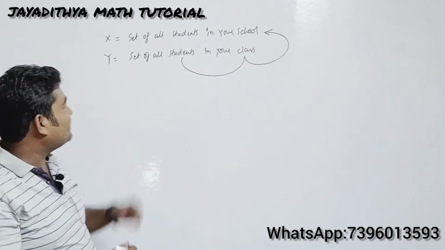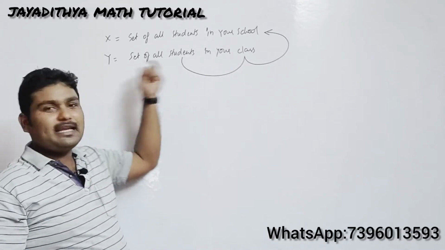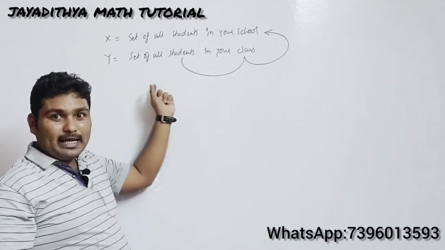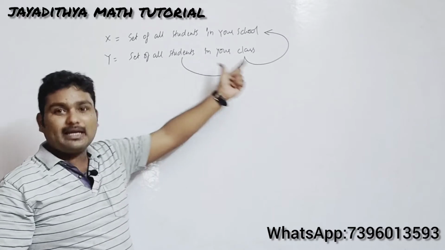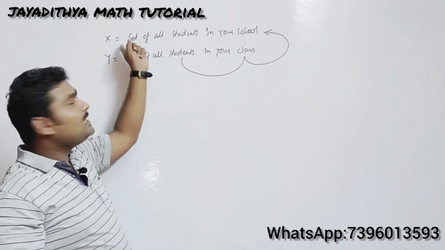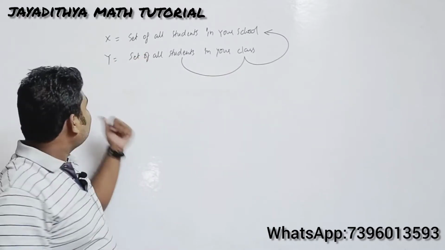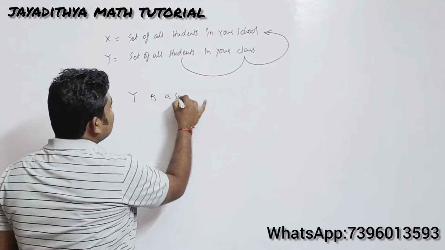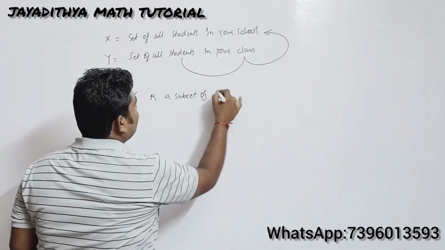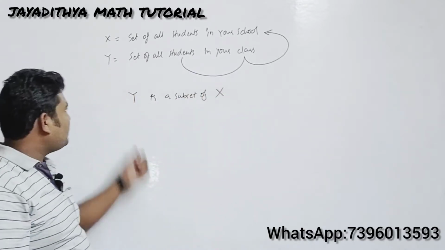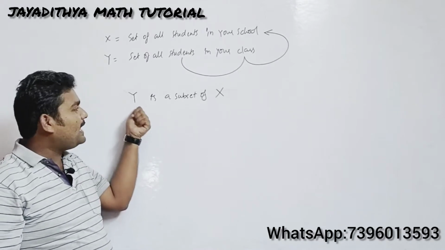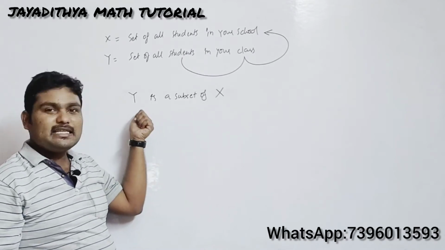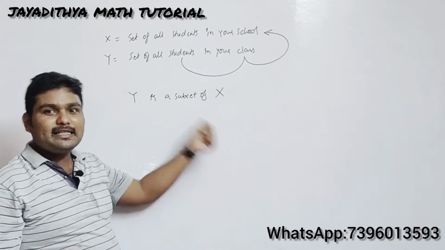So what can you say here? Each and every element, that means here each and every student, is an element, right? So each and every element of Y, that means a student of a class, is also present in the set X. Clear now? So what can you say about X and Y here? That is very simple. Y is a subset of X. Why? Because each and every element of Y is present in X. That means each and every student of a class is also present in the school.